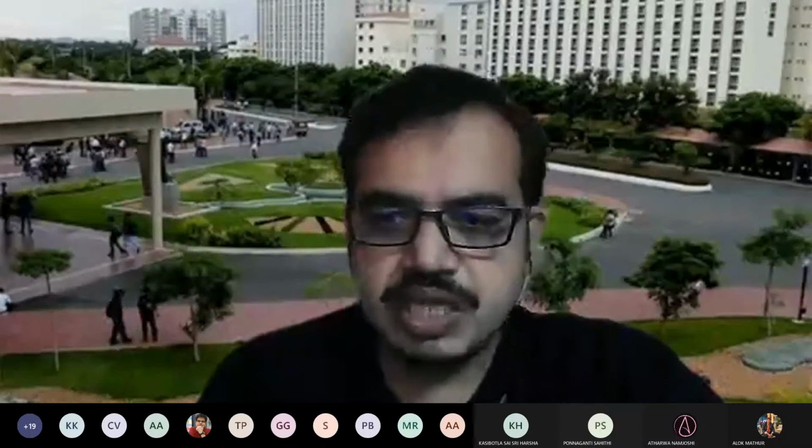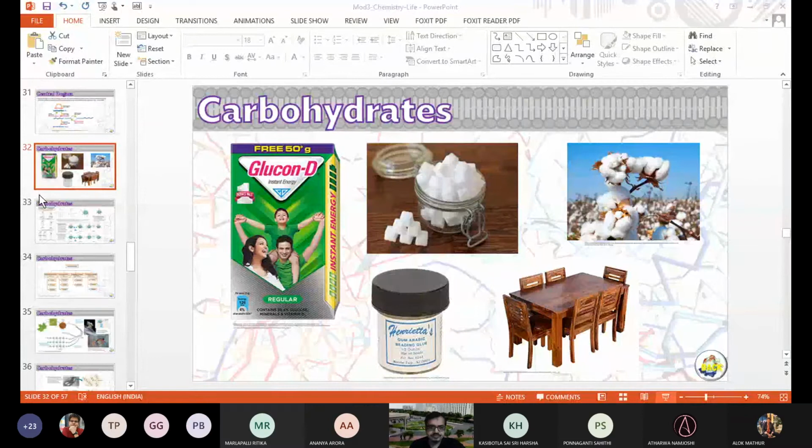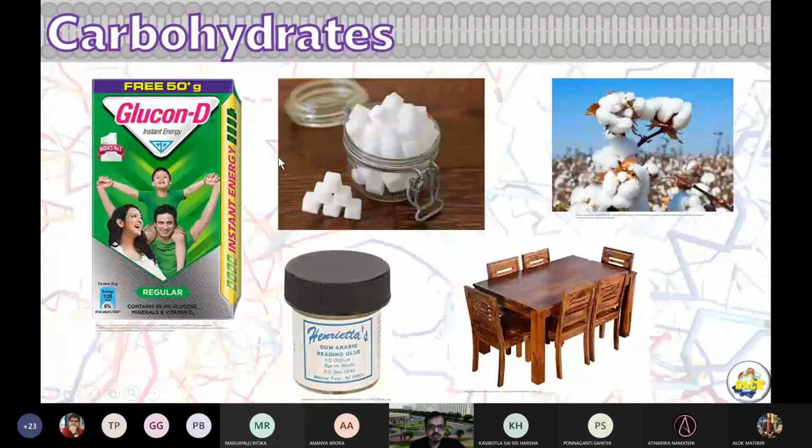So what I'll try to do this class is give you a recap of whatever we discussed last class, and then we'll start a new molecule also. Okay, the lipids. We discussed carbohydrates last class, and we know these are the various forms of carbohydrates we use in our daily life.